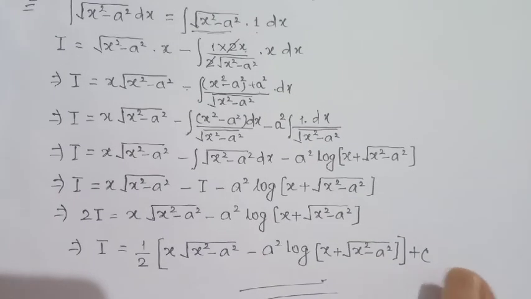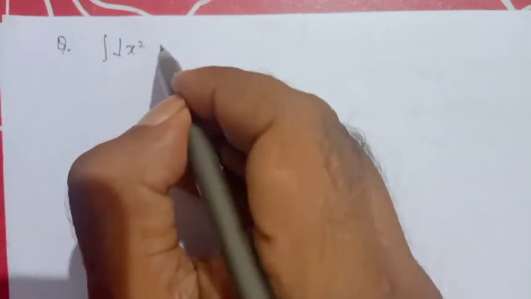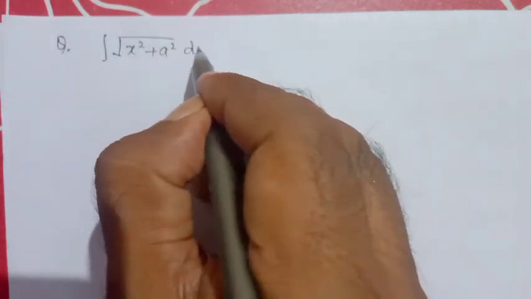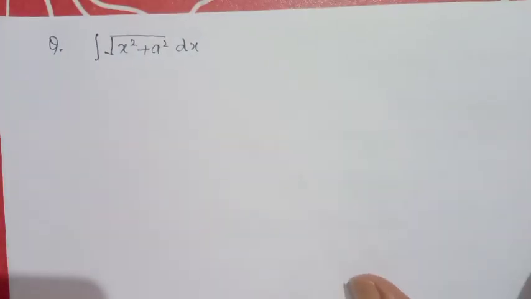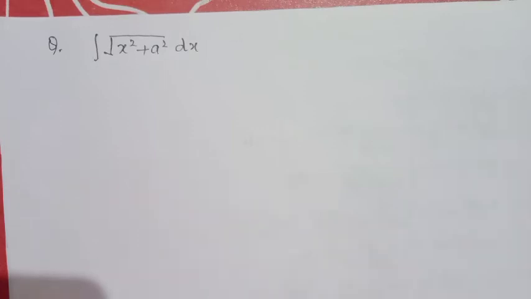One more identity is here, so write down that identity. Integrate, your next identity is integrate under root x square plus a square dx. All these identities will be derived by integration by parts having the same process.